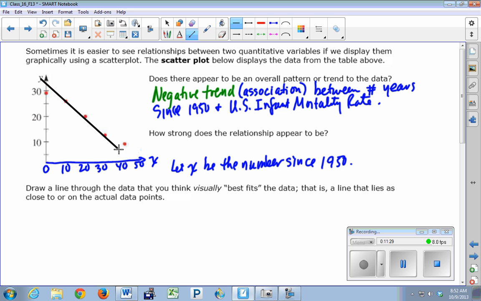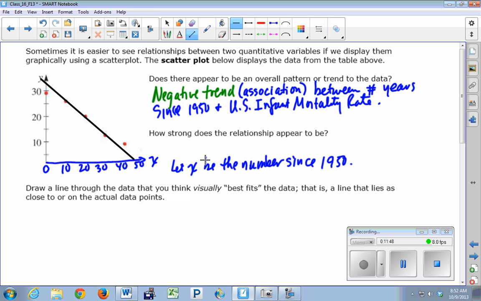No. Okay, so let's say that's where I'll put my line. May not be the best line, but it's some type of linear relationship. Okay. So how strong do you think the association of the trend is between these two variables?